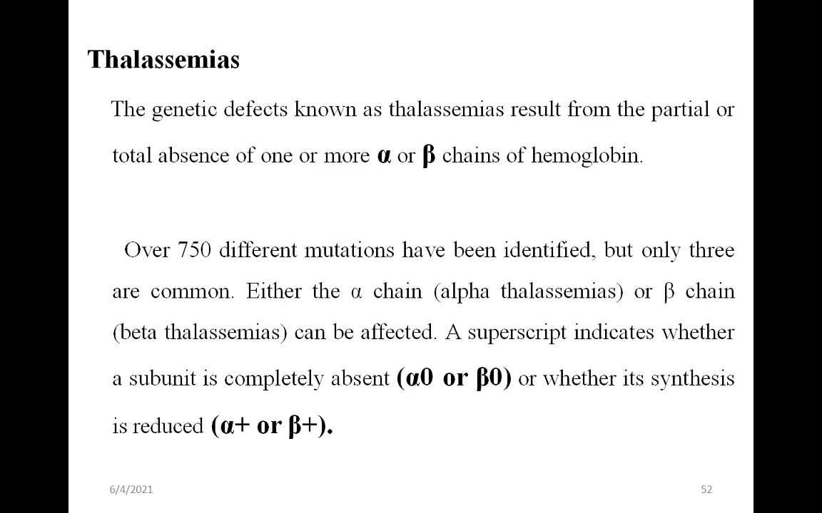The superscript indicates whether the subunit is completely absent. If it is completely absent, alpha 0 and beta 0. No quantity, completely absent. And if synthesis is a little bit reduced, then alpha plus and beta plus. Quantity is a little bit reduced. That is alpha plus and beta plus. This one you have to remember.